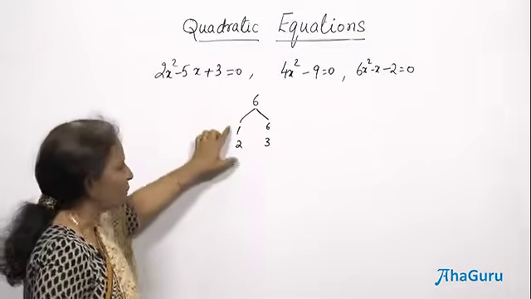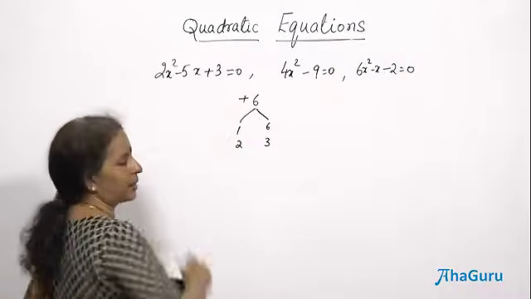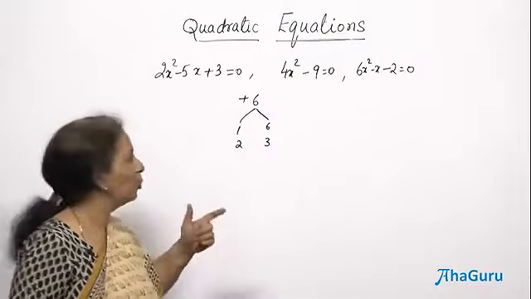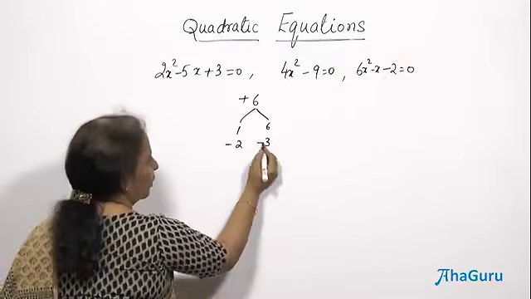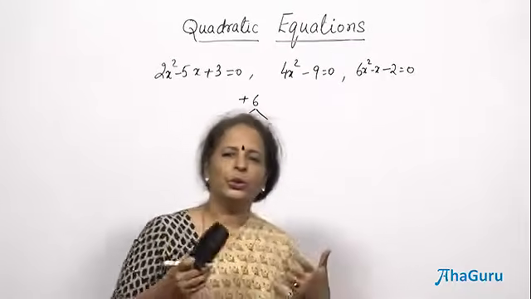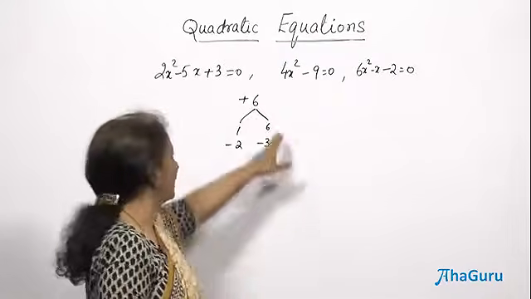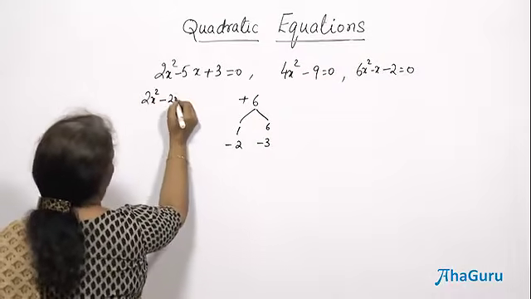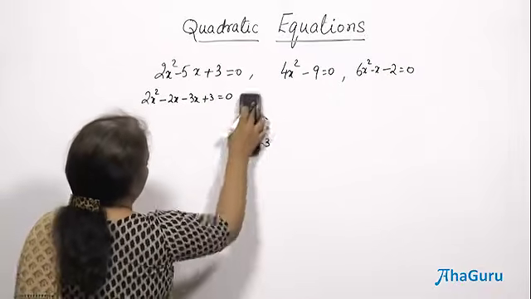Now, which one should I take? I should look at the sign, because plus 2 into plus 3 was plus 6. That means the sum of the 2 factors should be this minus 5. So, if I take minus 2 and minus 3, that will give me minus 5 because I am going to add them. Minus 2 plus minus 3 is minus 5, and minus 2 into minus 3 is 6. So, this can be written as 2x square minus 2x minus 3x plus 3 is equal to 0. Let me erase this.